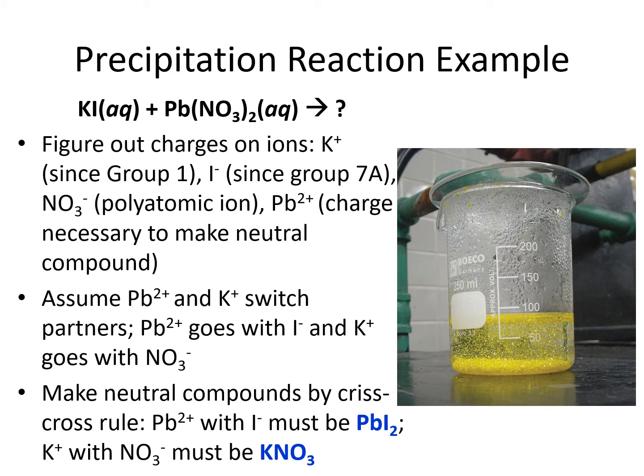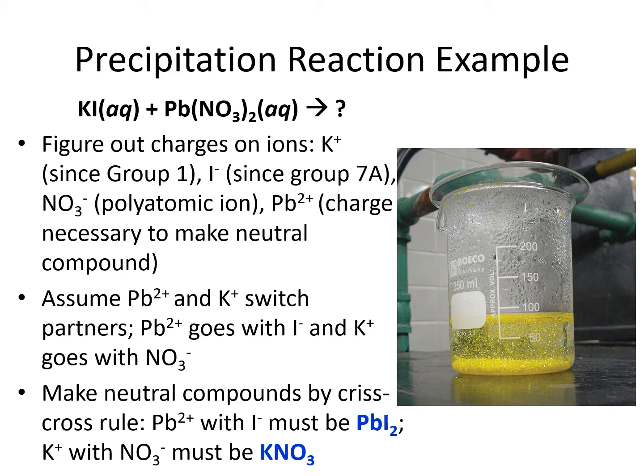Potassium is a +1 because it's in group 1A. Iodine is a -1 because it's in group 7A. Nitrate is a -1, which we know from memorizing our polyatomic ions. The lead that is paired with the nitrates is a +2. We know it's a +2 because nitrate's a -1, and there are 2 of them in the formula. If we've got a -2 total on the right side of the compound, that means we must have a +2 total on the left side of the compound. Since there is only one lead ion, it gets the full +2 charge.